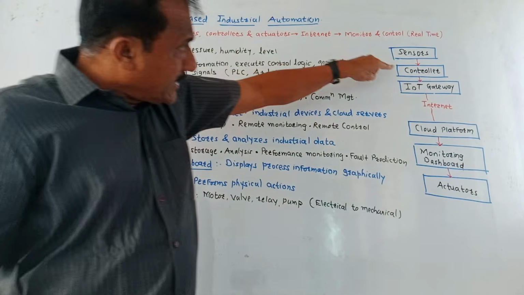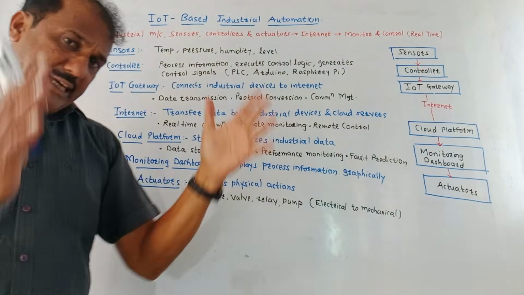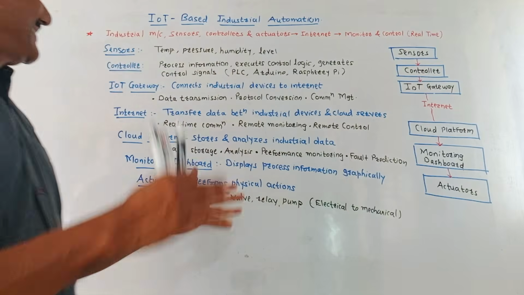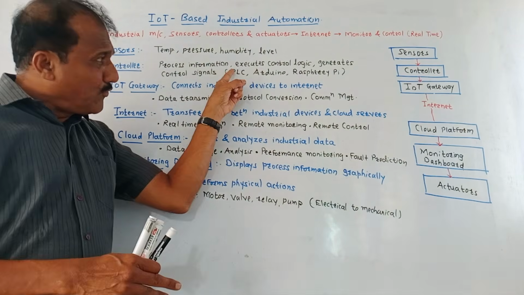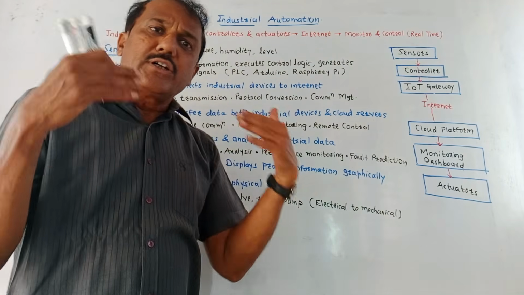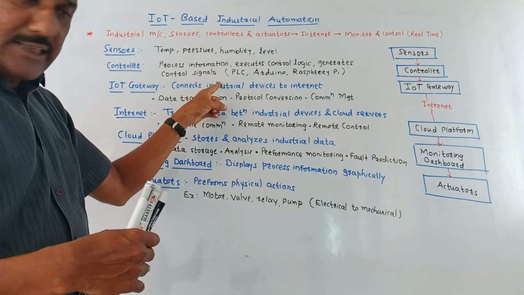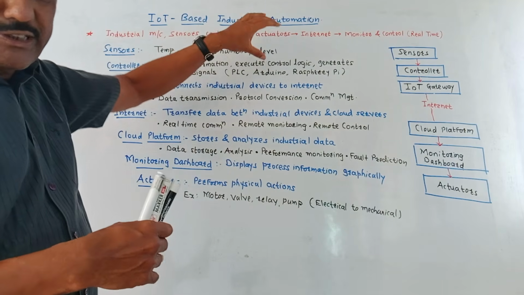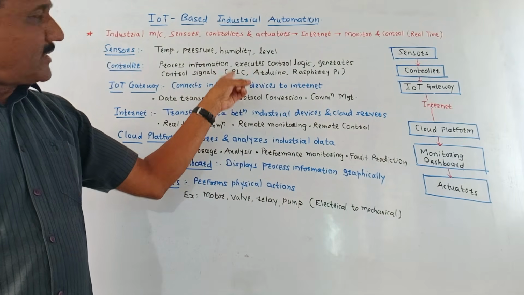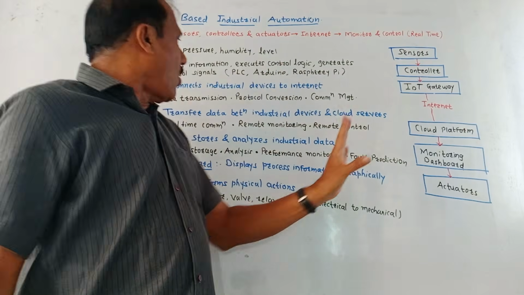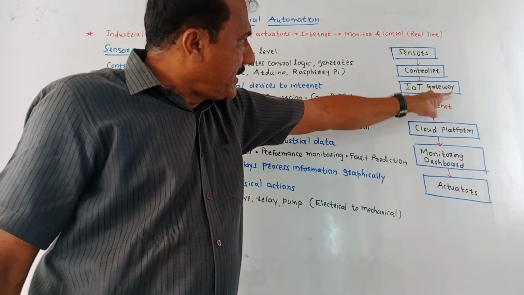Then next block is controller. Output of sensors is given to the controller. It is the major block. You can say it is the brain of the entire system. So the functions of controller are to process information, then it executes different control logics, then it generates different control signals. So main controllers which are used in industrial automation processes are PLC, that is programmable logic controller, then Arduino, Raspberry Pi, and so on. The output of the controller is given to the IoT, Internet of Things gateway.